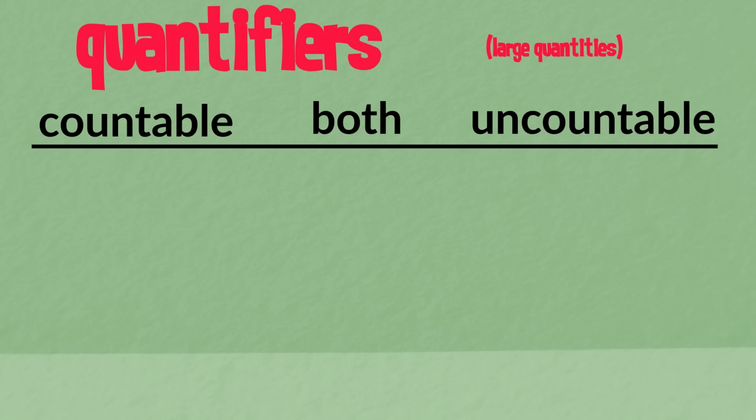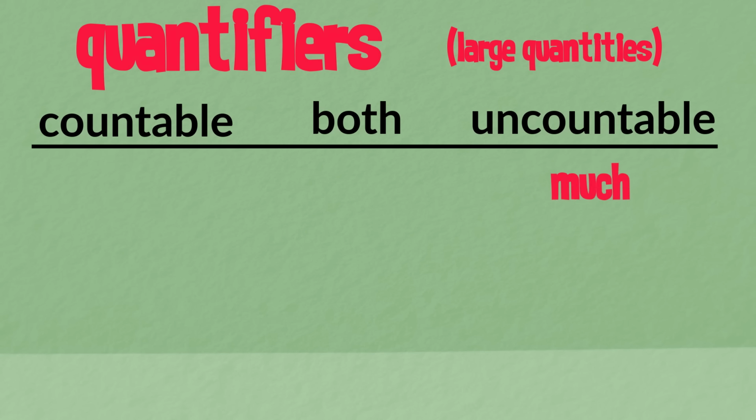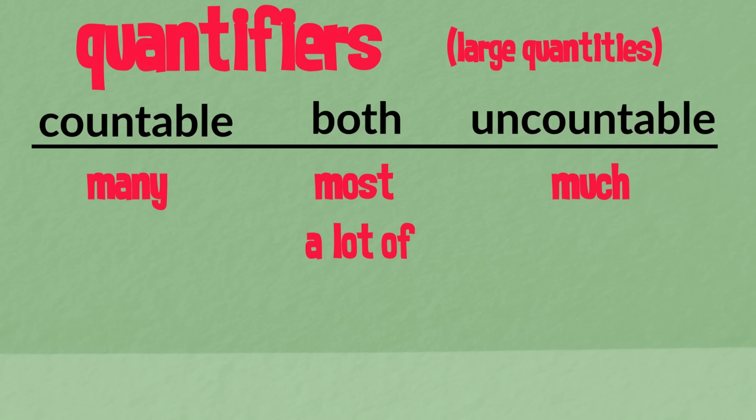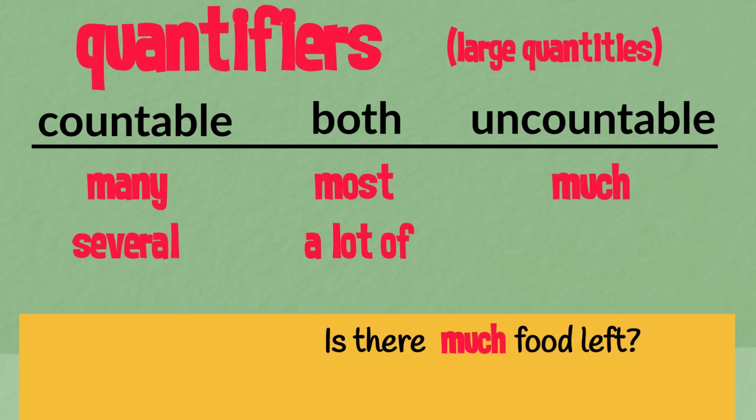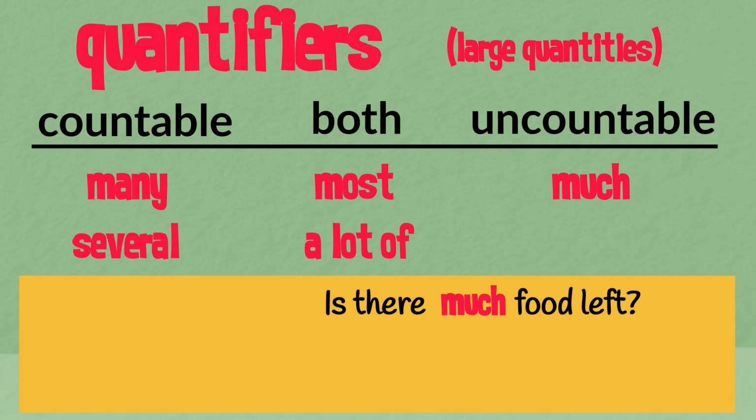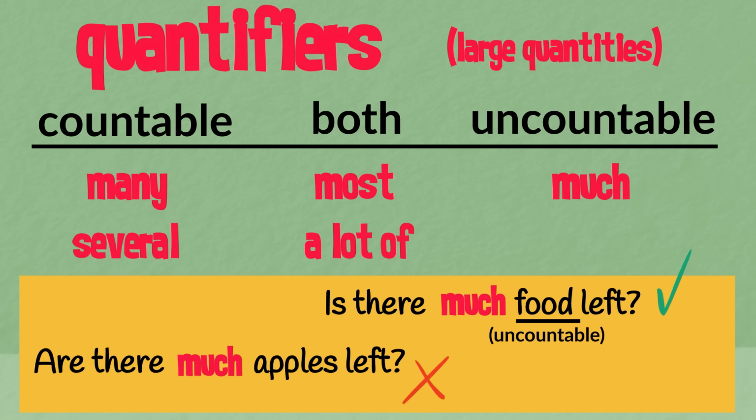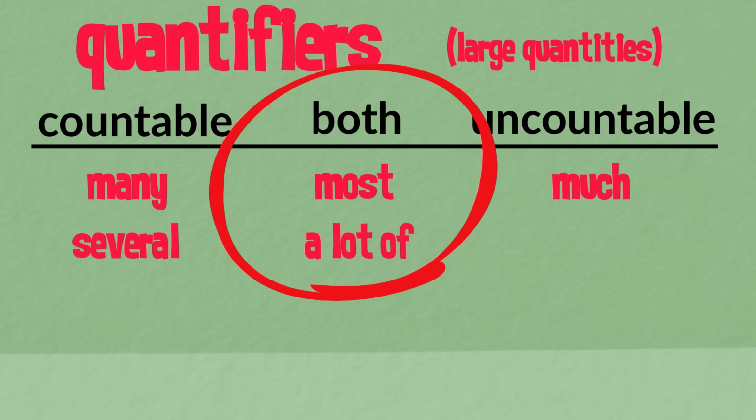These quantifiers describe large quantities: much, most, a lot of, many, several. For example, "Is there much food left?" Food is uncountable. We couldn't say, "Are there much apples left?" Because apples are countable. We would need to say, "Are there many apples left?" Most and a lot of can be used for both countable and uncountable nouns.